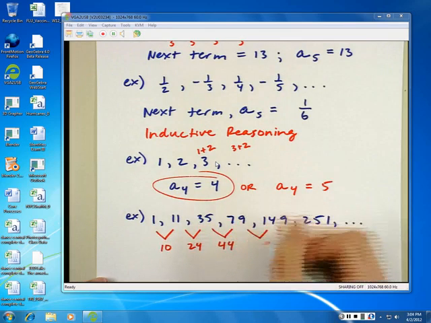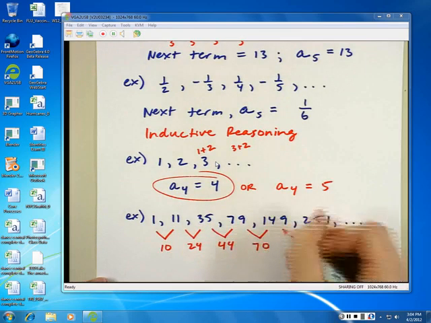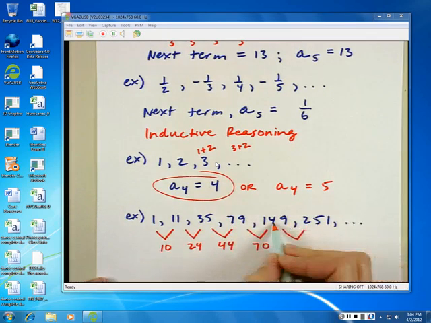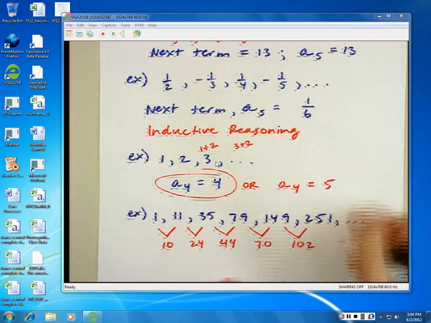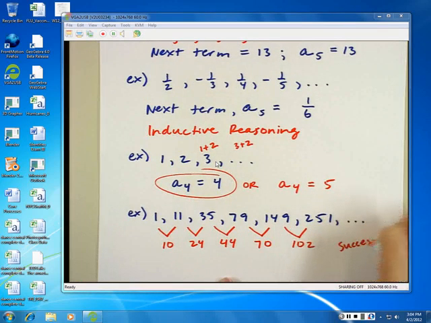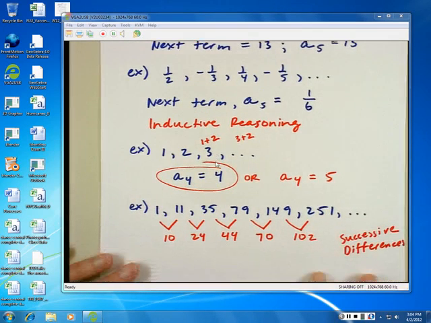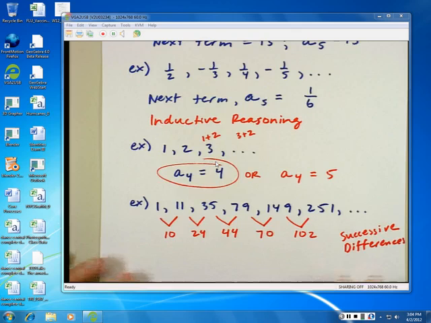149 minus 79 is 70. And 251 minus 149 is 102. So I'm going to do successive differences, and these are successive differences because I still don't see my pattern. I need to do the differences again. This is the successive part.